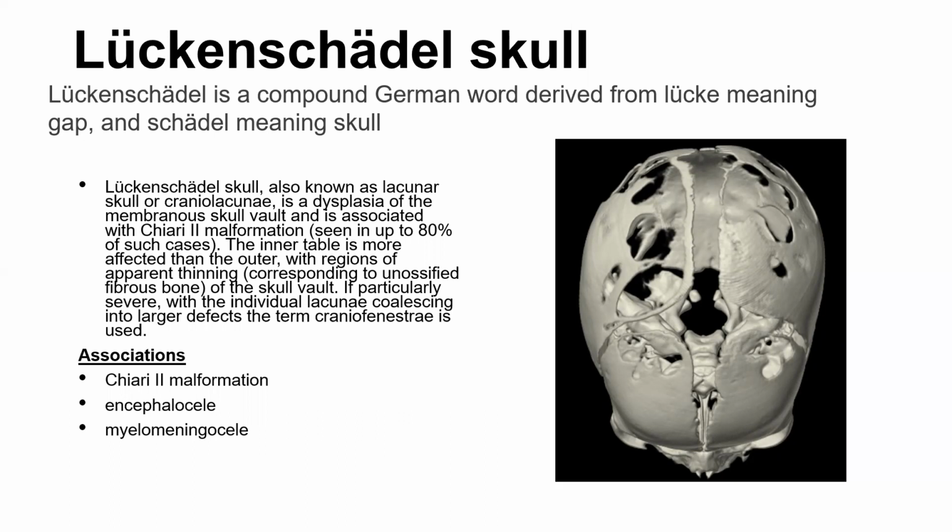The inner table is more affected than the outer table, with the regions of apparent thinning corresponding to unossified fibrous bone of the skull vault. It can be particularly severe with the individual lacunae coalescing into larger defects. The term craniofenestria is used. In associations, you need to know about this, are the Chiari 2 malformation, encephalocele, and myelomeningocele. So you can see over here, and you need to remember this, and it is of serious clinical interest.